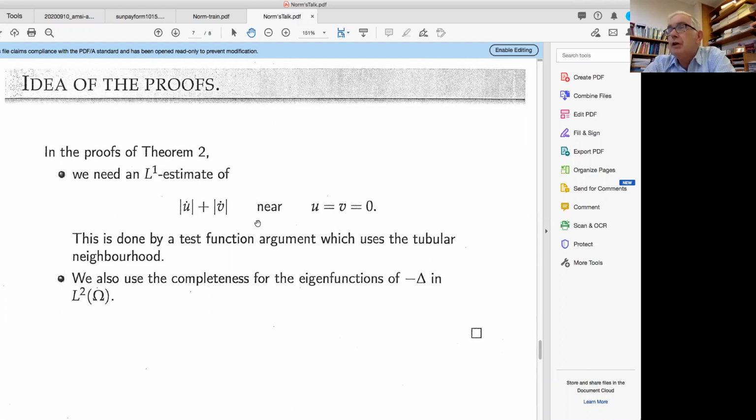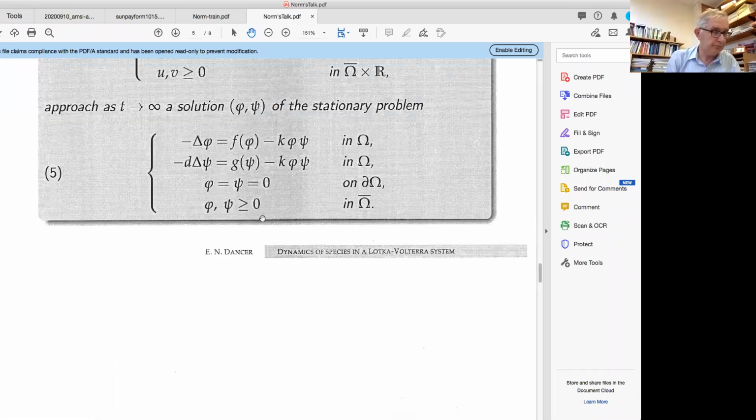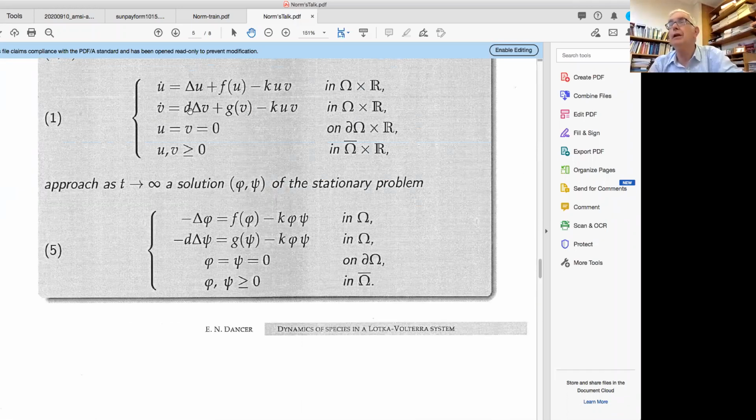The first case is where k equals 1, d equals 1. Sorry, d equals 1.